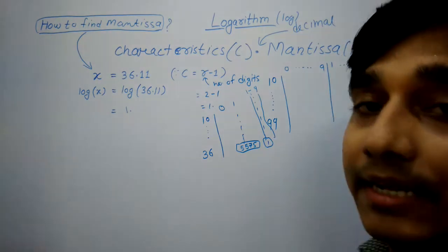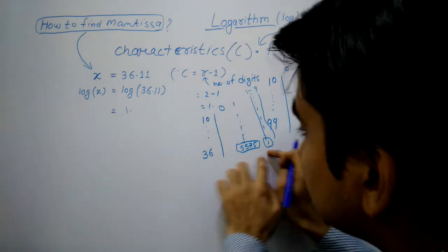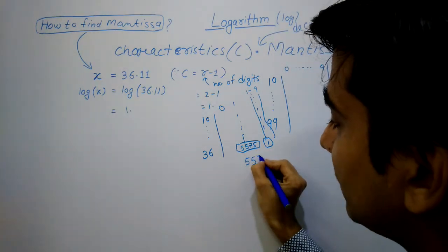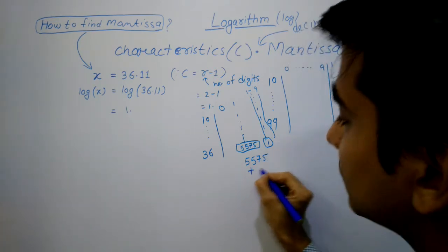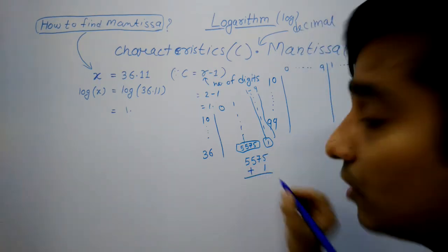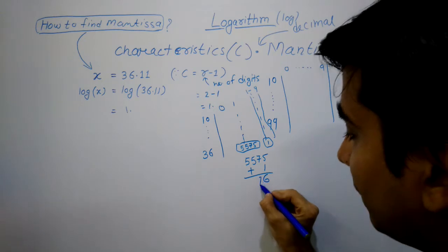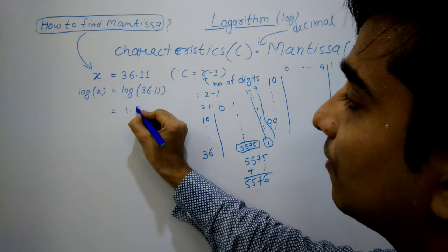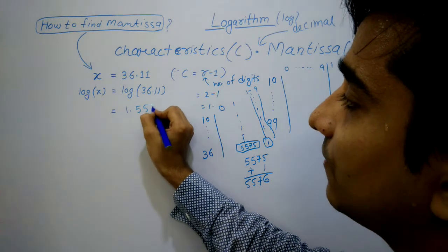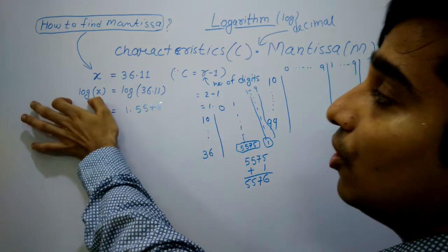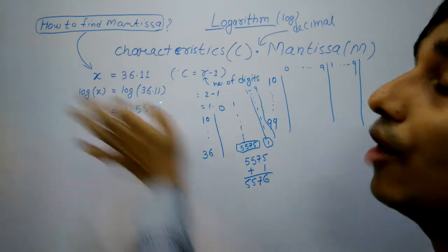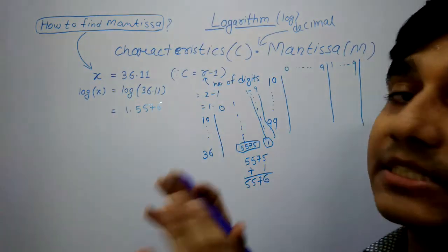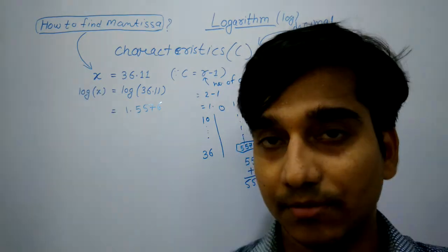So you got 1 here. You have to add it: 5575 plus 1, the total is 5576. Put this number here: 5576. What is this? This is log of x. I got log of x, not the antilog. You have to do your operation after finding the antilog of this number.